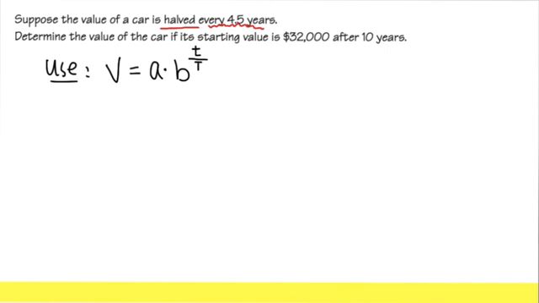All right, so now let me just write this down right here for you guys. Halved means 1/2, of course. And then every 4.5 years, that means the capital T is 4.5. After 10 years, that means the little t is 10. The starting value is 32,000, so A is equal to 32,000. And now we just have to plug in everything into the formula.